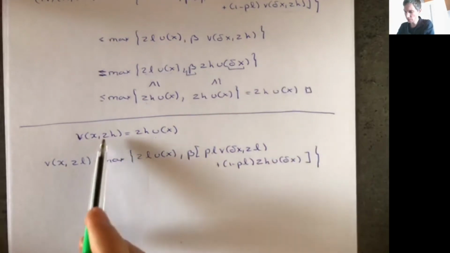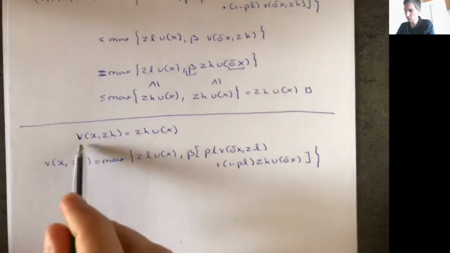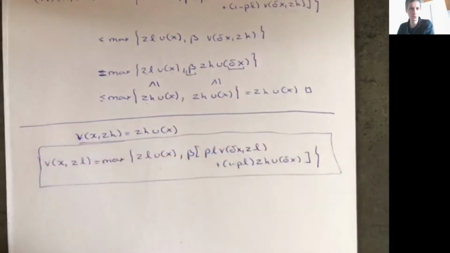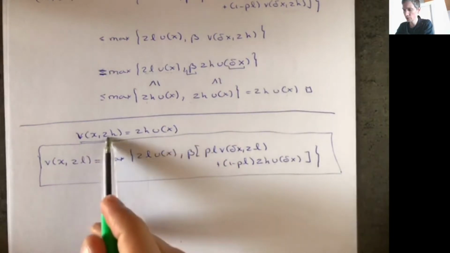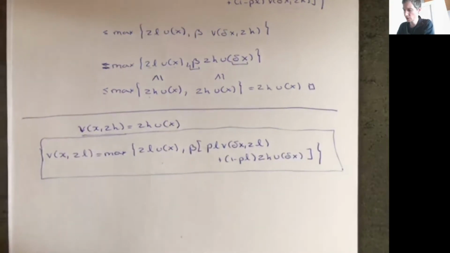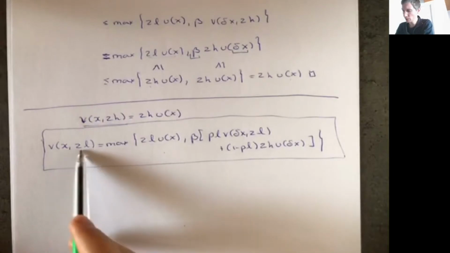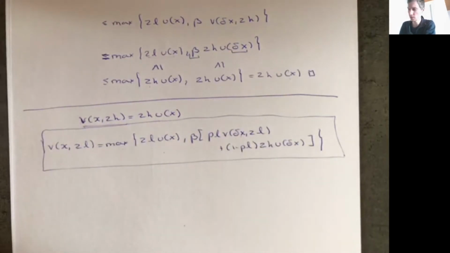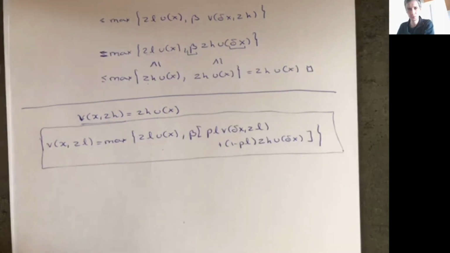Okay, so basically I've eliminated this function here, so what I'm left with is only this Bellman equation that I need to solve, right? So I already solved half of the problem because I know what to do in state zh. So here I only have a Bellman equation in zl, right? So the other value function disappears.